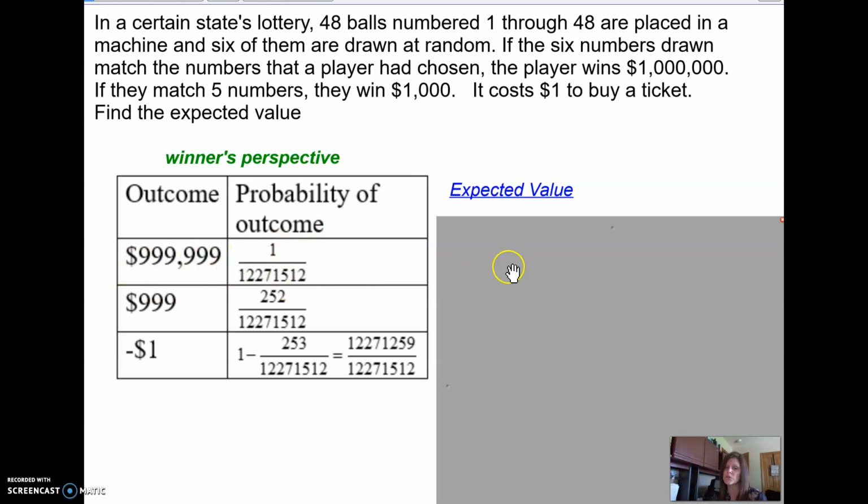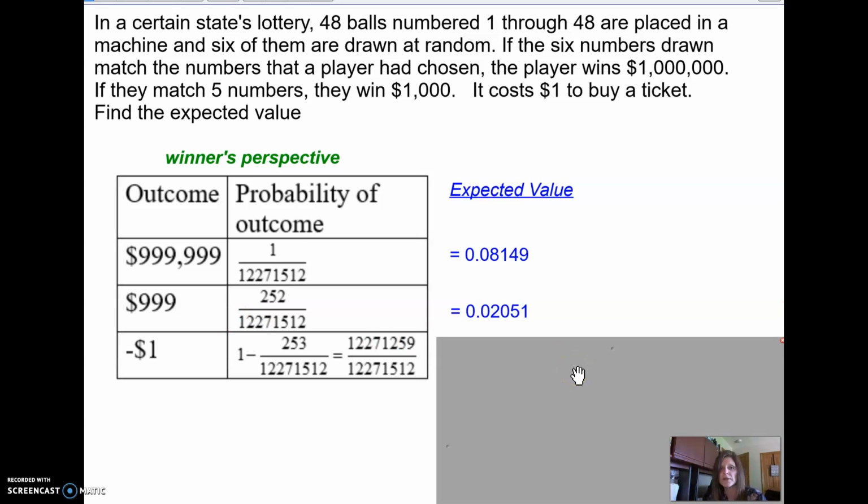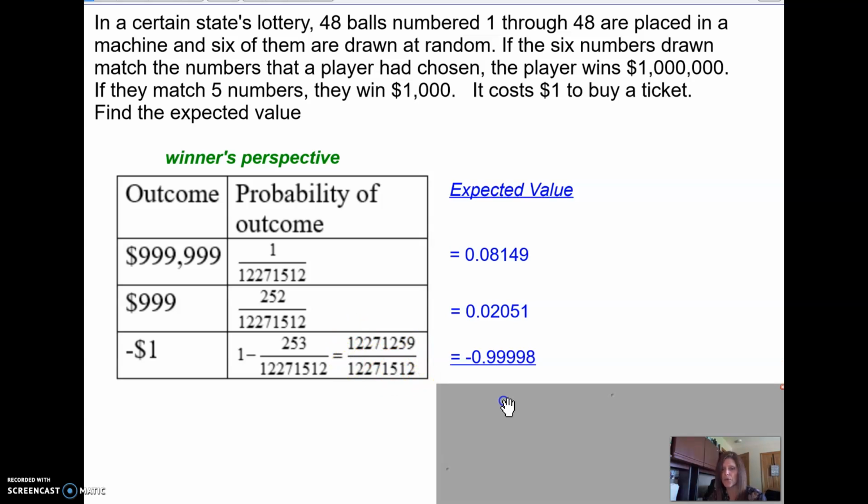So calculating the expected value means I'm going to take this outcome, the 999,999, times its probability, and I'm going to come up with 0.08149. I'm going to round to several decimal places here. We'll take care of rounding to dollars and cents at the end, but I'm going to take in several places just to make sure I get the most accurate answer. Then we take the next outcome times its probability and come up with 0.02051. And then we take the final outcome, which is we lose $1, times its probability and come up with a negative 0.99998. Now you can see why I use so many decimal places.